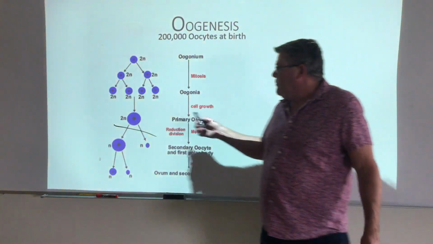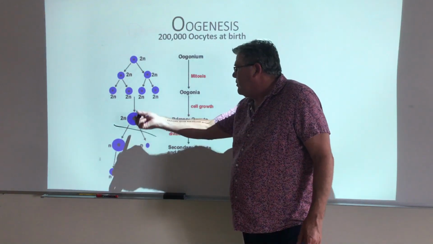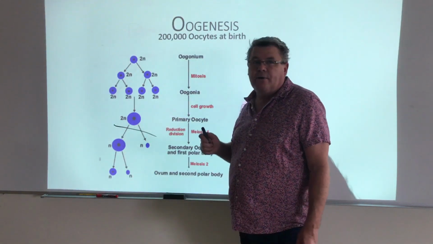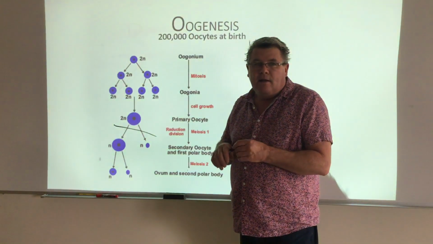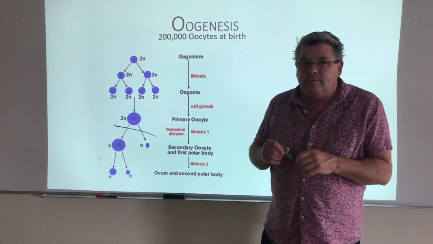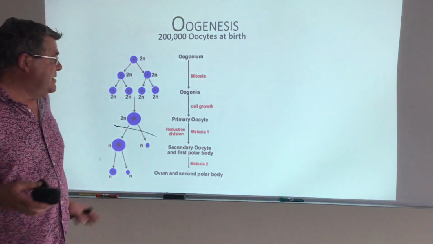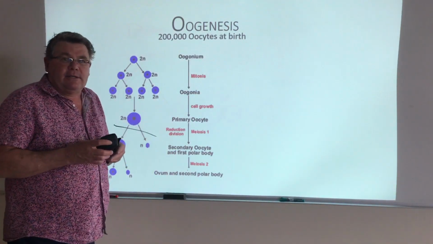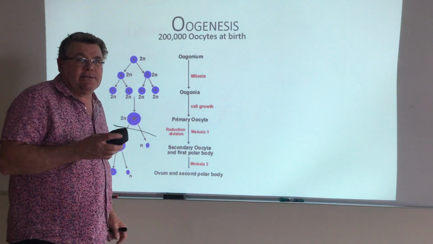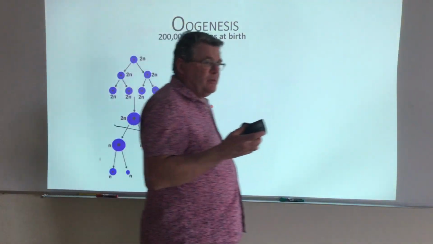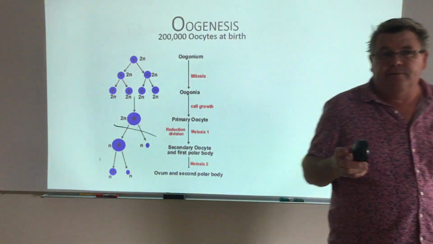So a female who's born with 200,000 primary oocytes, that's a rough guess, they're all stuck in prophase arrest. Now, if you're scratching your head, we've got to get all the way around to fertilization before we get out of that arrest. So that's where we'll be in the next 1 or 2 videos. So that's what we're shooting for.